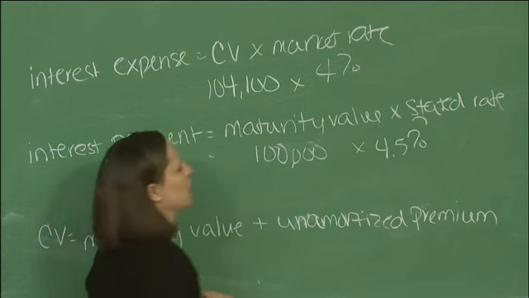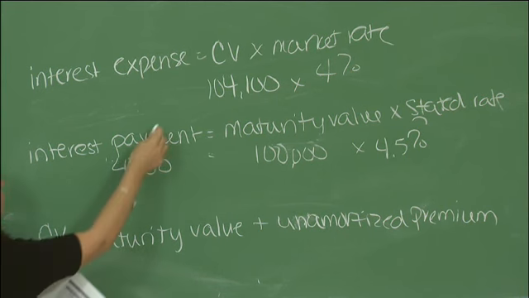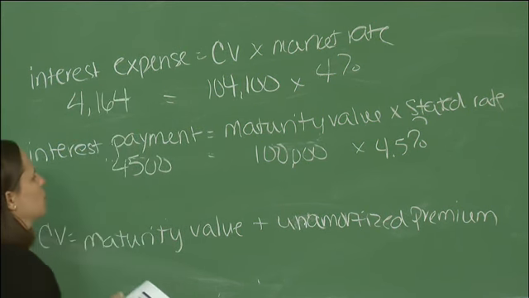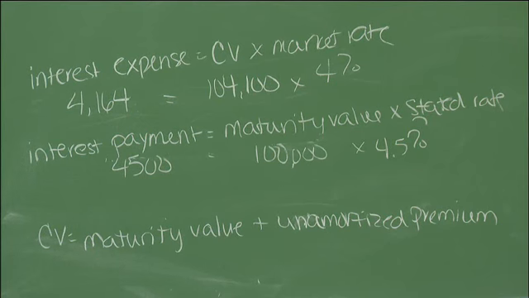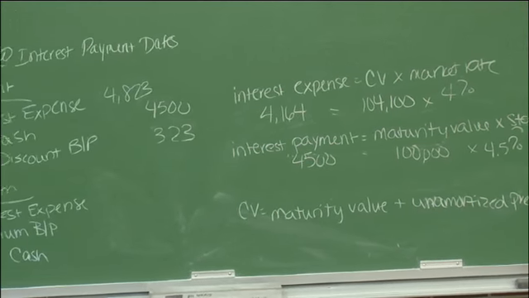Multiply that by the market rate of interest. Here again, semi-annual interest. Market rate is 8% per year, so 4% per period. And we get interest expense of $4,164. Here, interest payment, again, is maturity value times stated rate. Maturity value is still $100,000, stated rate 4.5%. So this bond, just like the last one, pays $4,500 of interest.